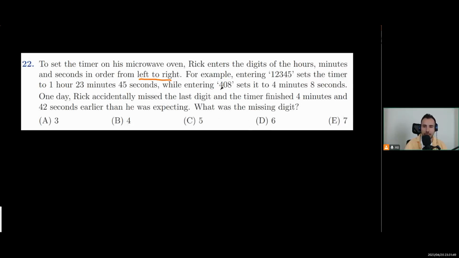Okay, so let's practice with this, right? So if he wants to set it on this, it will be 4 minutes and 08. If he misses the last digit, he would only write 40. And because there's only 2 digits, both of them will be seconds. So it would become something like this. So the result will be 3 minutes, 68 seconds minus, which is 3 minutes, 28 seconds.